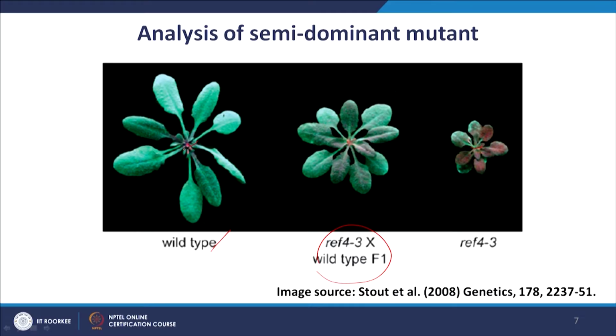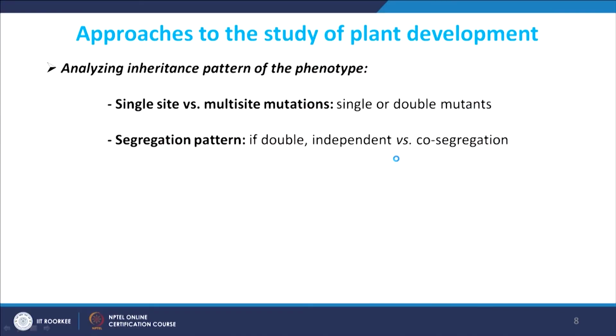So, it is less than the wild type, the growth is less than the wild type, but more than the mutant. So, this is a kind of semi-dominant mutant phenotype. So, the next thing we would analyze with this mutant is whether the mutation is a single site mutation or a multi-site mutation.